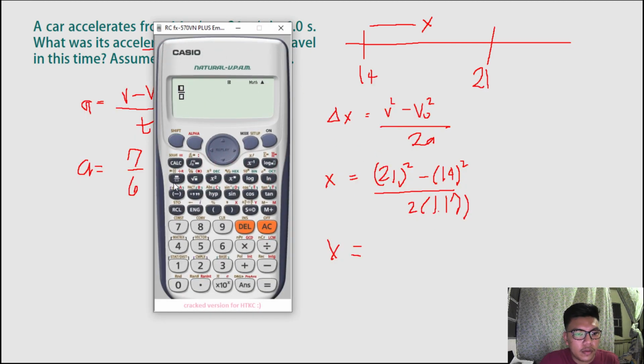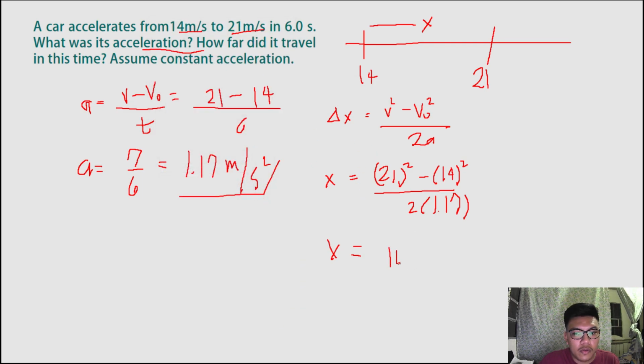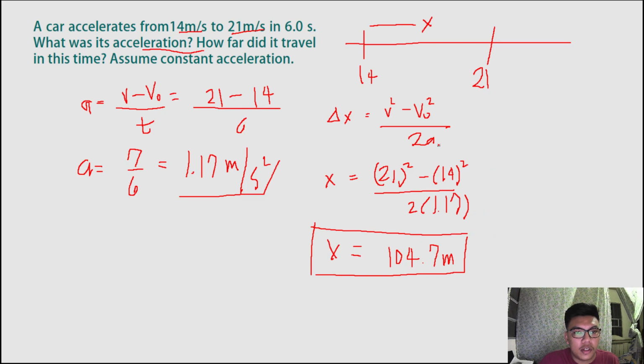Di ba? So, solve natin. X now is equal to 21 squared minus 14 squared all over 2 times 1.17. Okay, so we have 104.7 meters. So ganun kahaba yung iyong tatravel. Okay, for 6 seconds kasi yan. So pwede kaya natin gamitin itong equation na to: x is equal to V sub O t plus 1/2 A t squared.